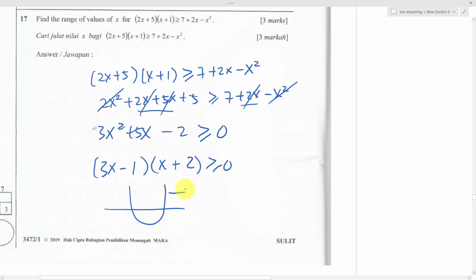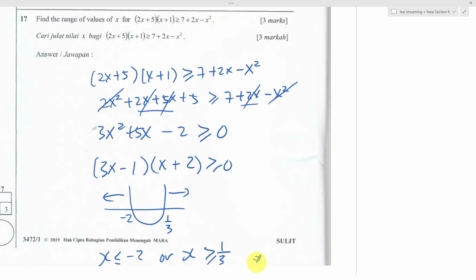So bigger than 0, we know actually going this two direction, right? Number line is negative 2 and 1 over 3. So my x must be bigger than 1 over 3, and x must be less than or equal to negative 2. Alright, just like that. As long as you know about quadratic, it should be easy.